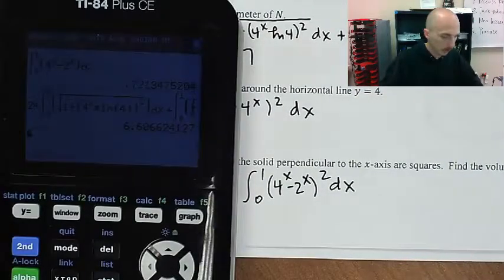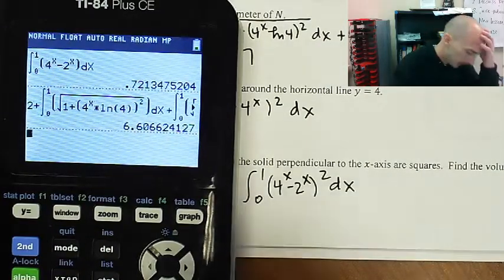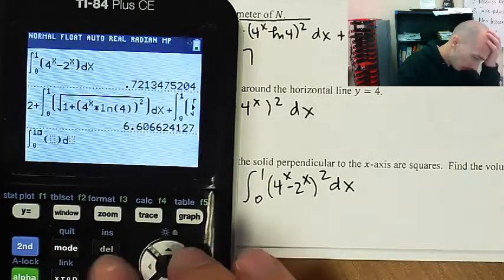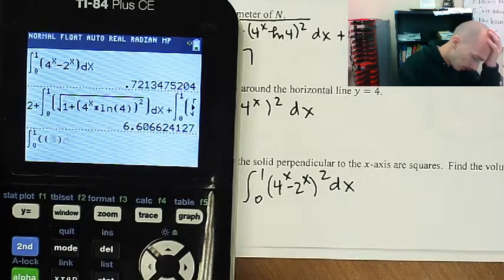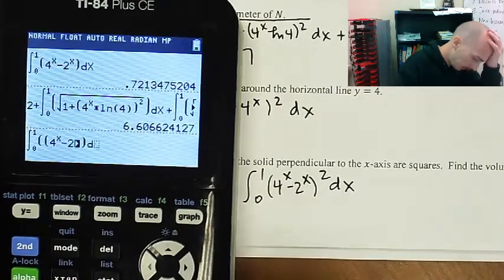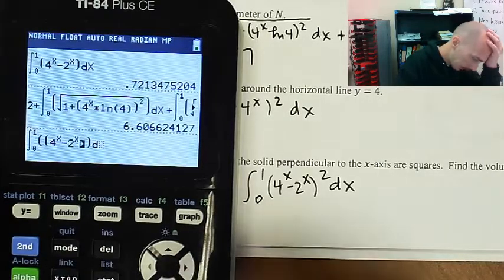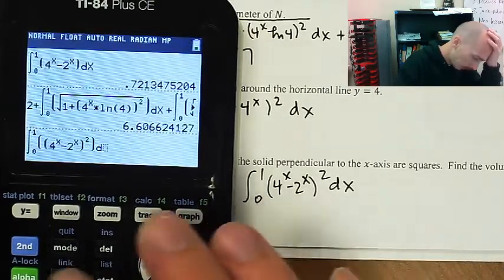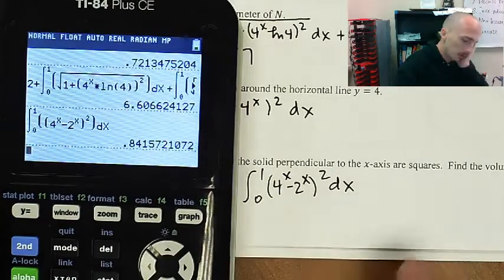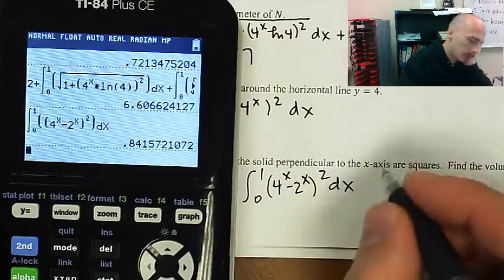Then I'm going to get the calculator out, and I'm going to integrate from 0 up to 1 on 4 to the x minus 2 to the x squared. That's going to be 0.842.